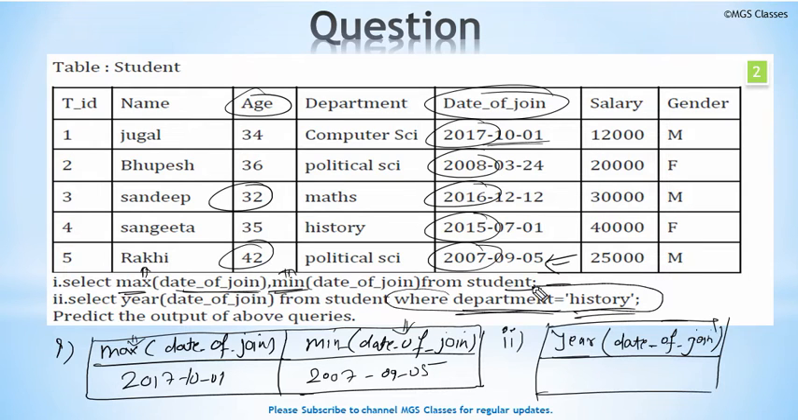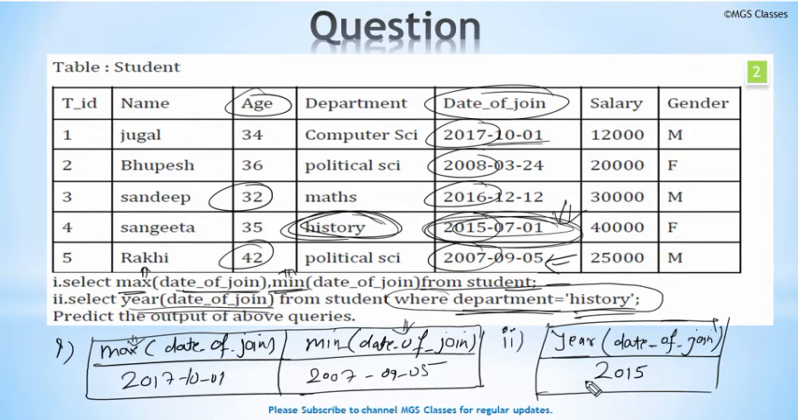So first you need to look at the where condition. If you see the where condition, whose department is history, here only one row has the department history, so its date column value will be taken and its year will be calculated. So in this date 2015-07-01, the year is 2015, so its output will be 2015. Why is only this value taken as a date? Because the where condition is mentioned here that whenever the department is history, only for that row we need to apply the year function on the date of join column.